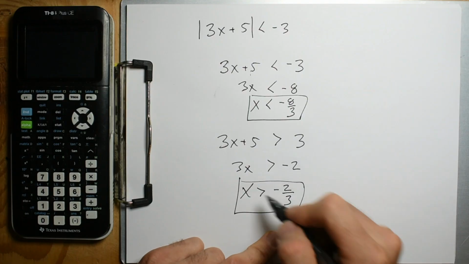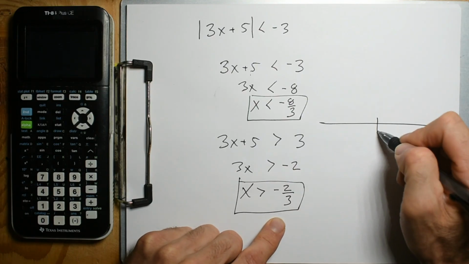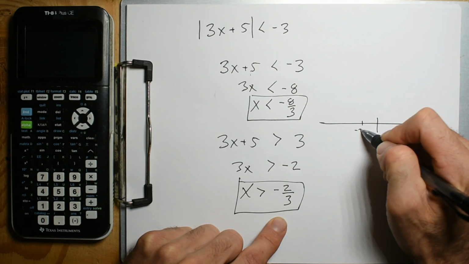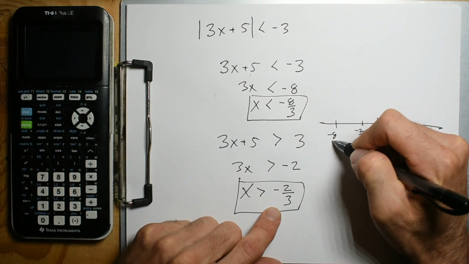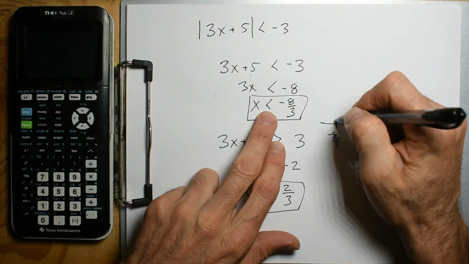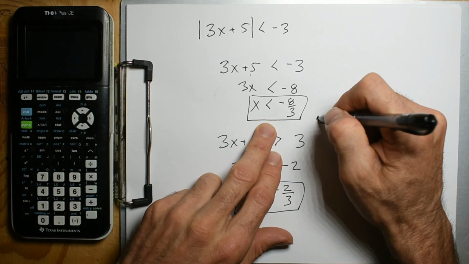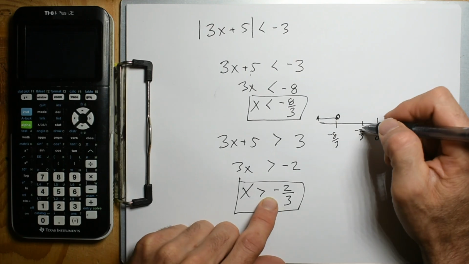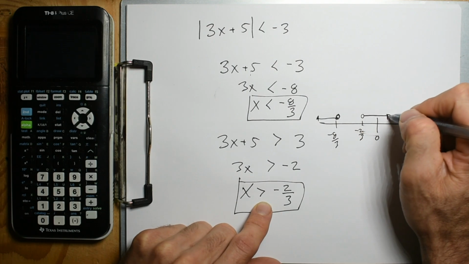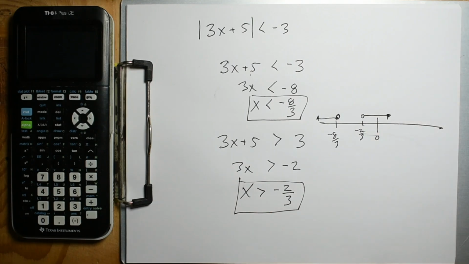And then on a number line, I would have 0, and then I would have negative 2/3, negative 8/3, that's going to be over here, and I would have x is less than this, that would be that way. It would be open if it's less than, and then x is greater than. So this just gives you the wrong answer, you know what I mean?